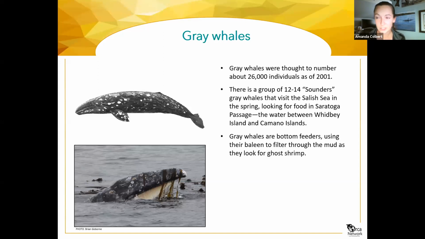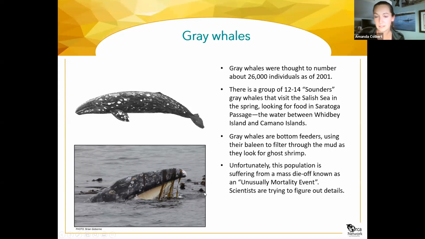Gray whales are actually bottom feeders, and they use their baleen, like I've got here in the picture, to filter through the mud, and they're looking for ghost shrimp that burrow in the sand and kind of live down in that mud. So unfortunately too, what's going on with the gray whales is in the last couple of years, we have seen a mass die-off of some of the individuals in this population. And it's called an unusual mortality event.